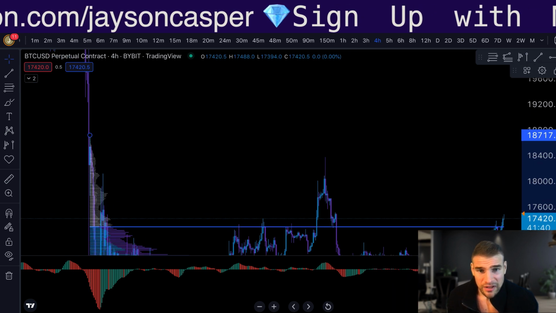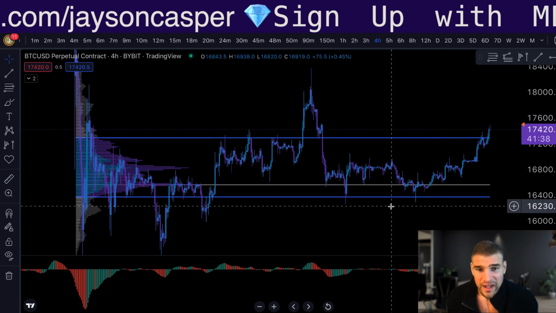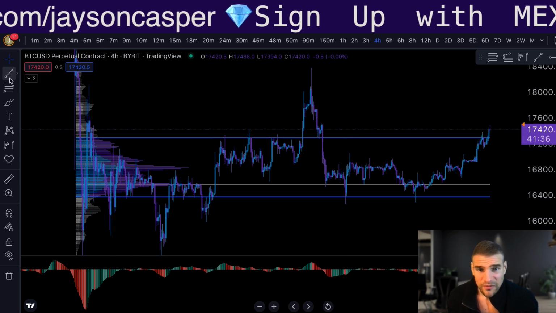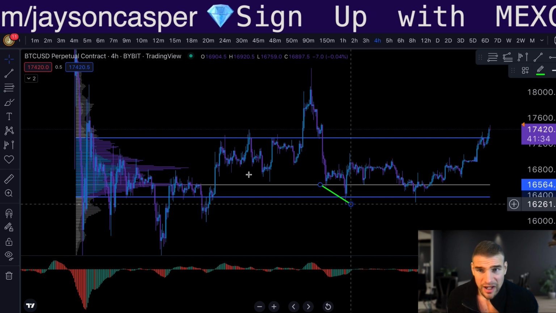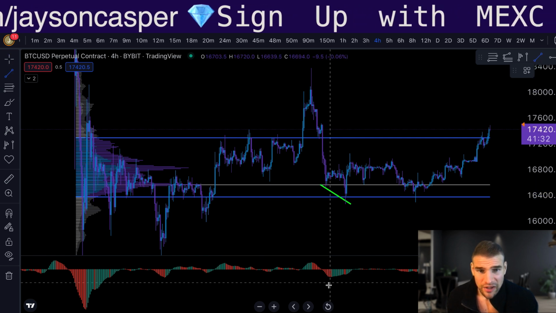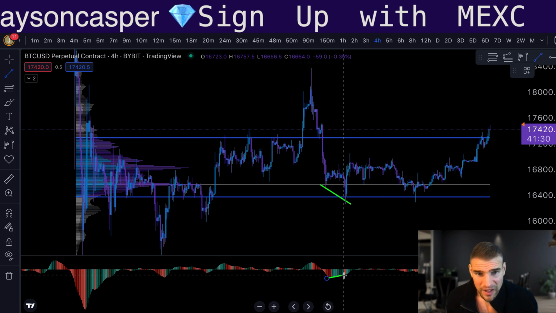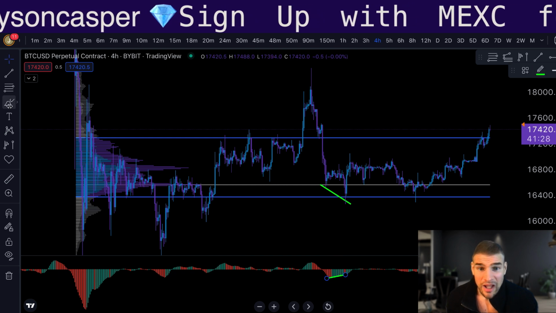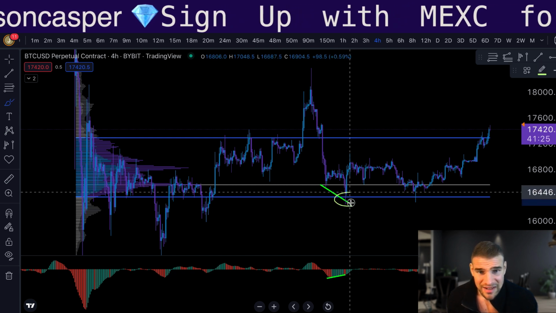We can see very, very clearly that when we come down to the areas of support, like the very low of the range right here, the blue line, our awesome oscillator is also confirming that momentum is getting higher. This is giving us a lot of confluence that this, in fact, is a bottom.